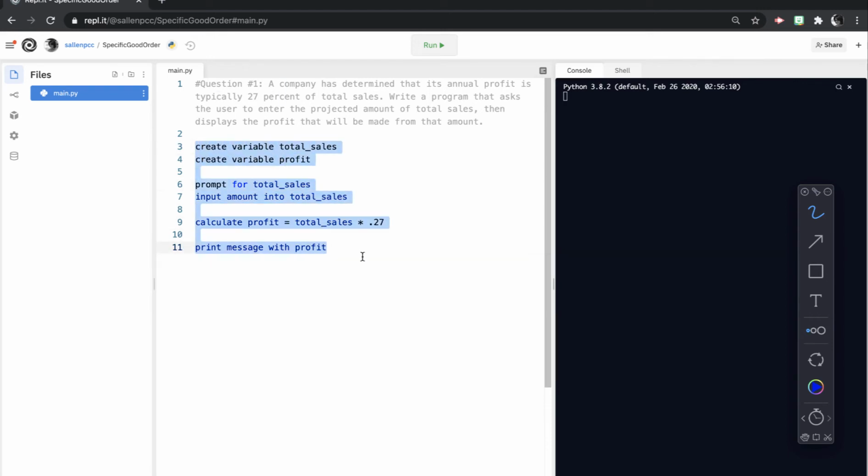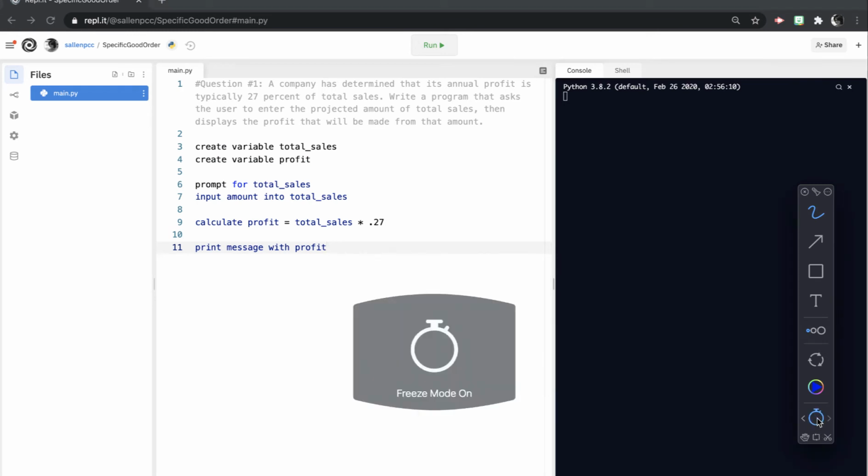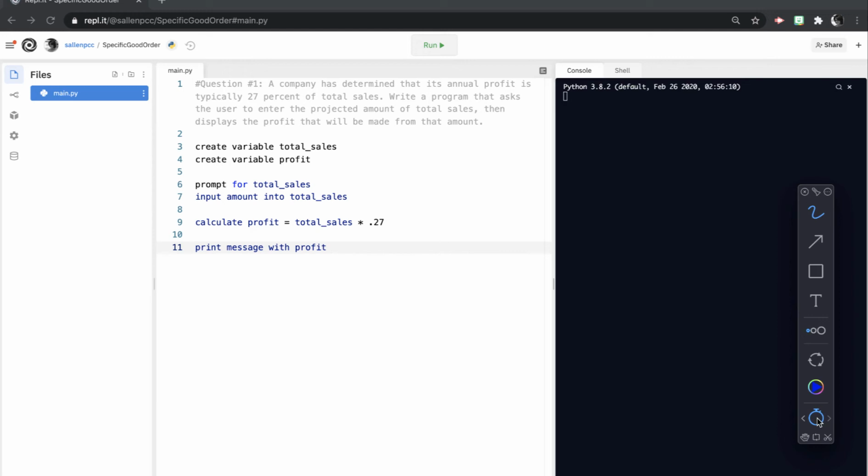So I can go ahead and I can kind of hand trace this to make sure my logic is correct. And so my first thing says to create a variable total sales. And I'll just put an underline under there, and I'll put the value under the line when I receive that value. And then I have profit. Again, I'll just write a line, and then once I figure out what the profit is, I'll put it under that line. So I'm going to prompt for the total sales, and then I'll input that amount into total sales. So they'll tell me $35,000. And then I'm going to calculate the profit, which is the total sales times 0.27. So I'll multiply 35,000 by 0.27 and I get 9,450. And then I can print a message. So it looks like my steps are pretty accurate. It looks like my logic will solve this problem.